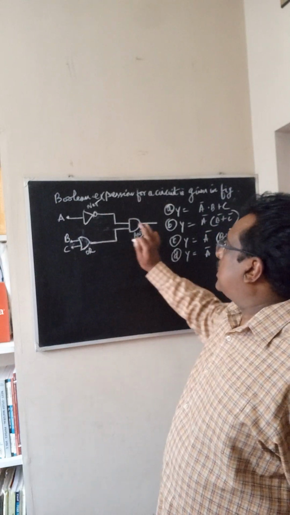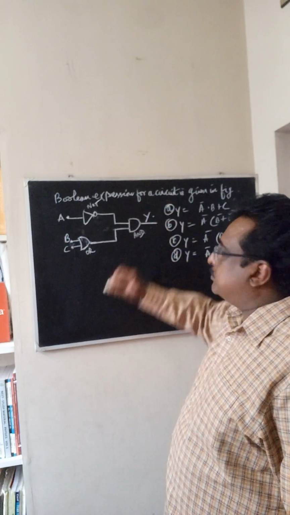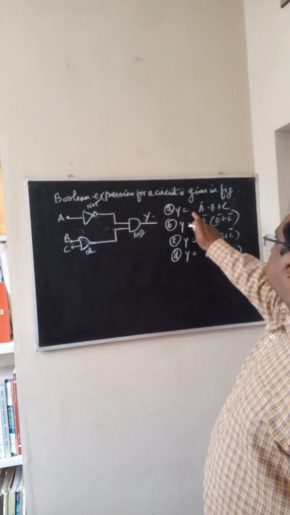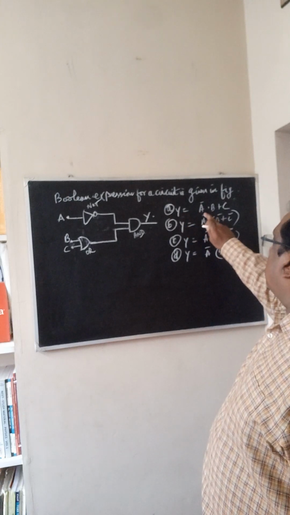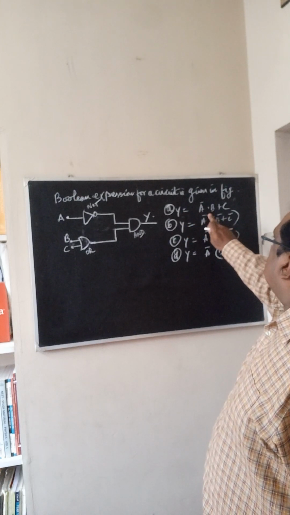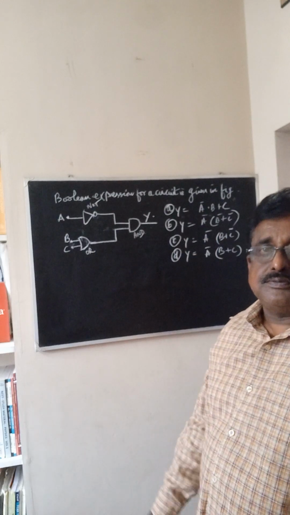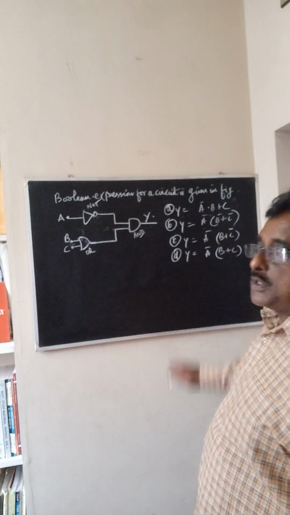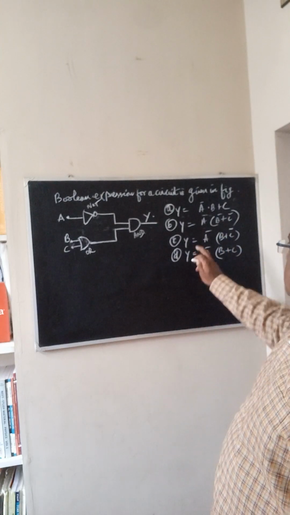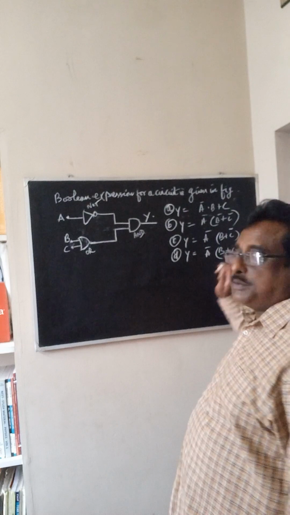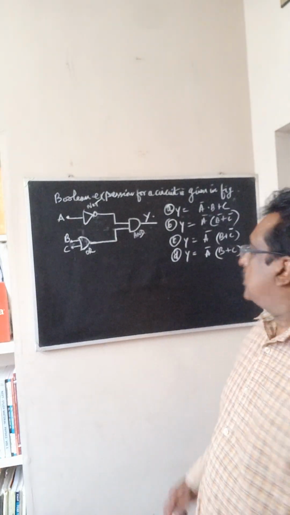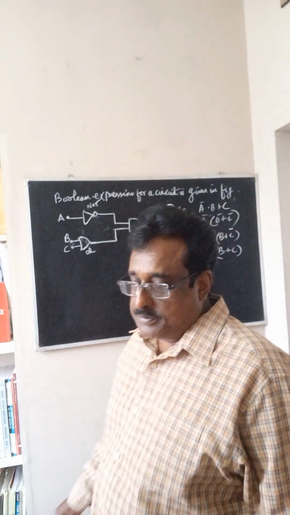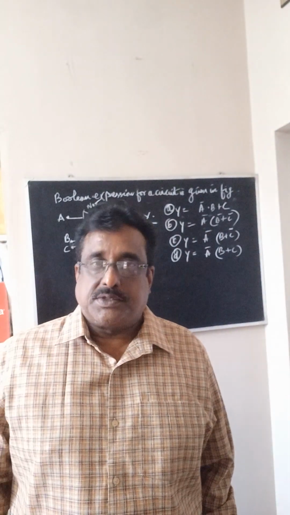We have to calculate and find the final output Y, for which the options are given. Y is equal to A, Y is equal to A bar dot B plus C. Y is equal to A bar B bar plus C bar. Y is equal to A bar B plus C bar. Y is equal to A bar B into B plus C. Which option is correct is the question.